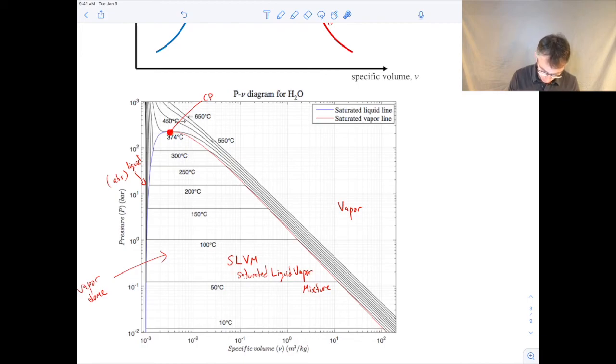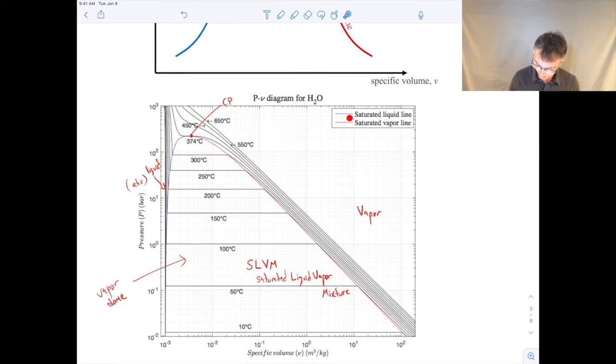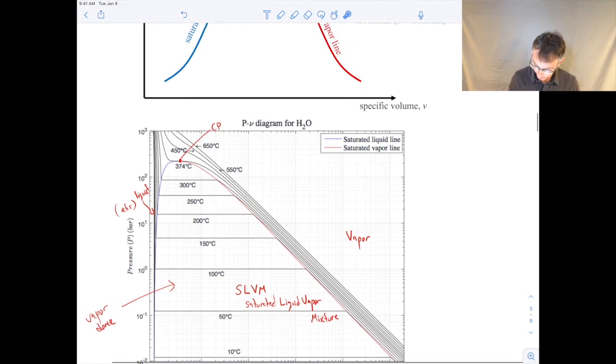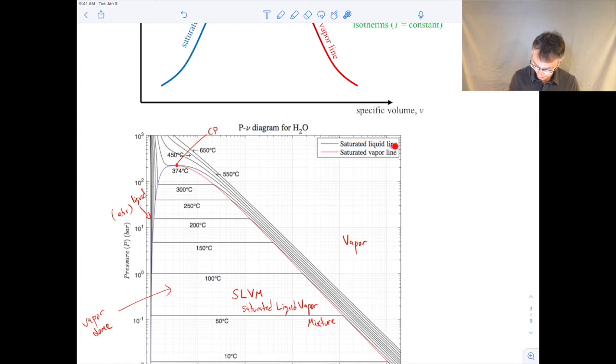And then this line that goes from the critical point all the way down that separates the saturated liquid vapor region from the liquid region, that is called the saturated liquid line. So that's this blue line here. Okay, so that's that line right there. And then the line that's separating the saturated liquid vapor mixture region from the vapor region is this red line that goes down this way. So that's this line right here.